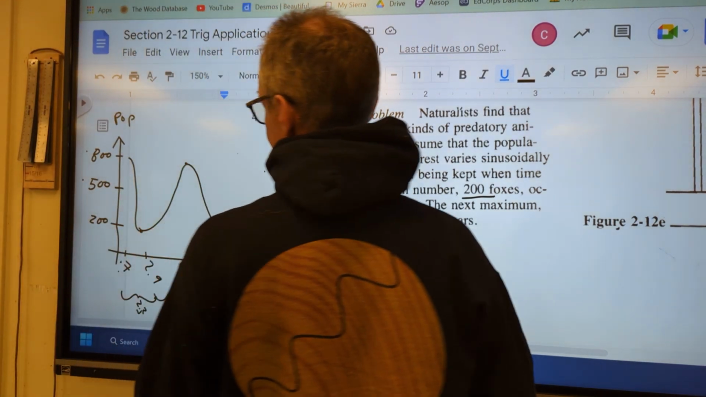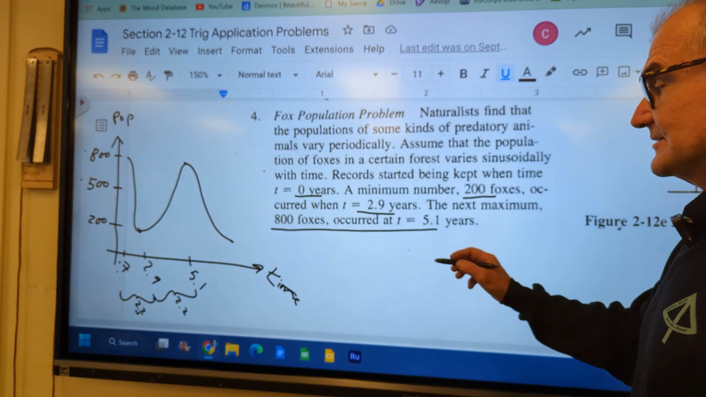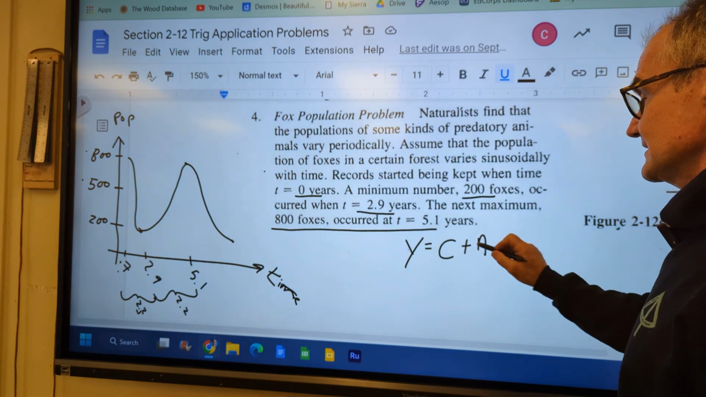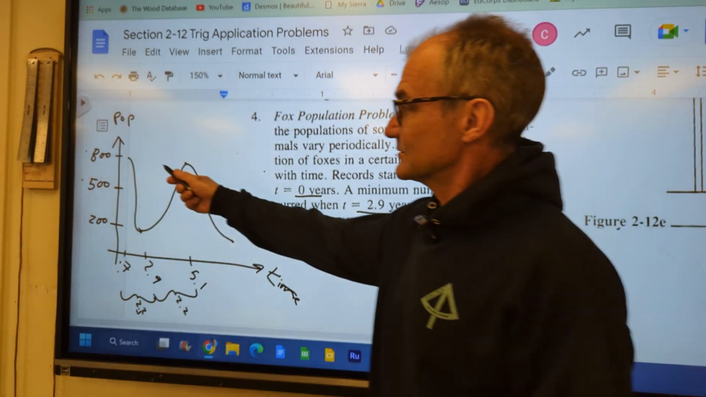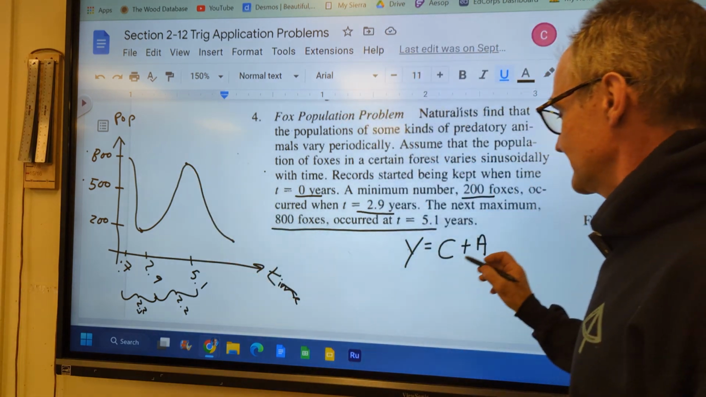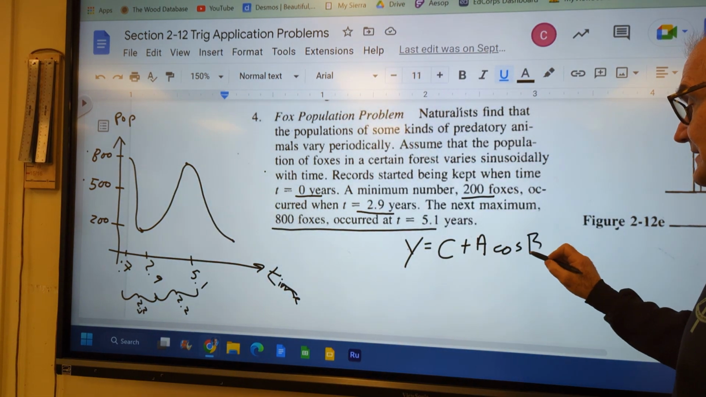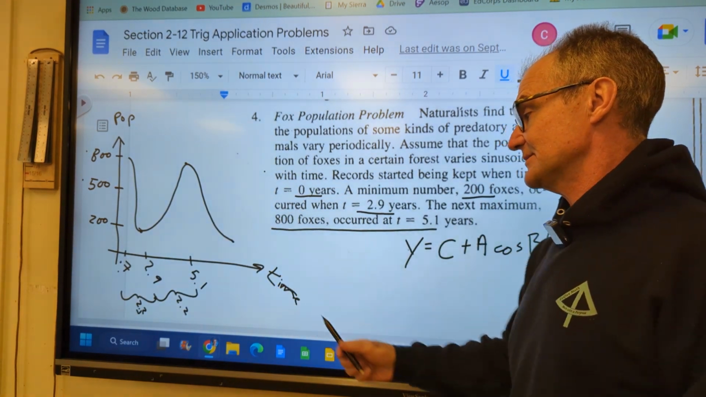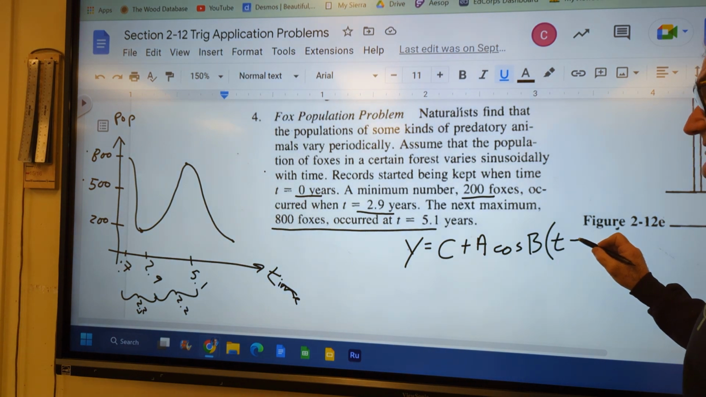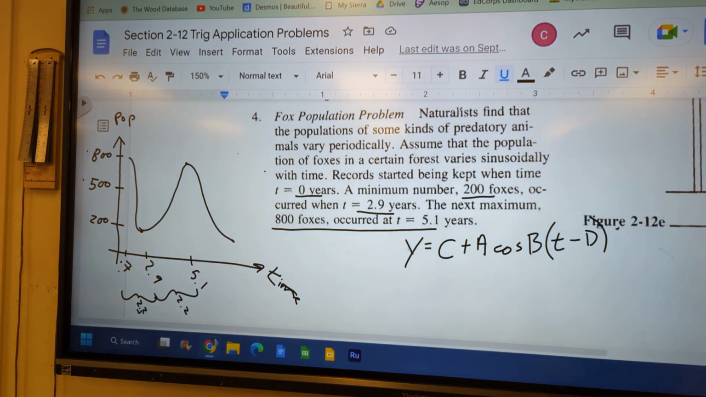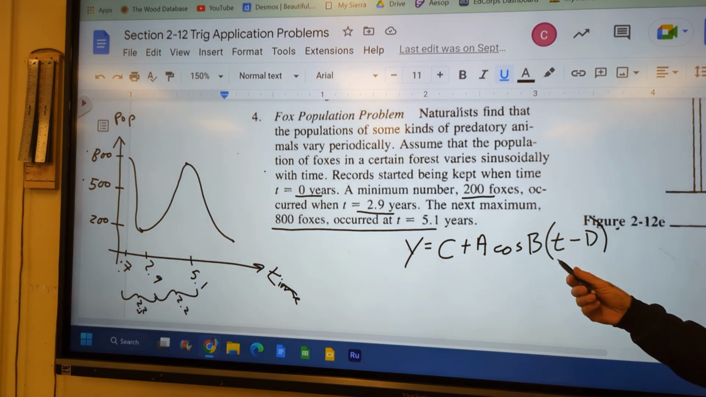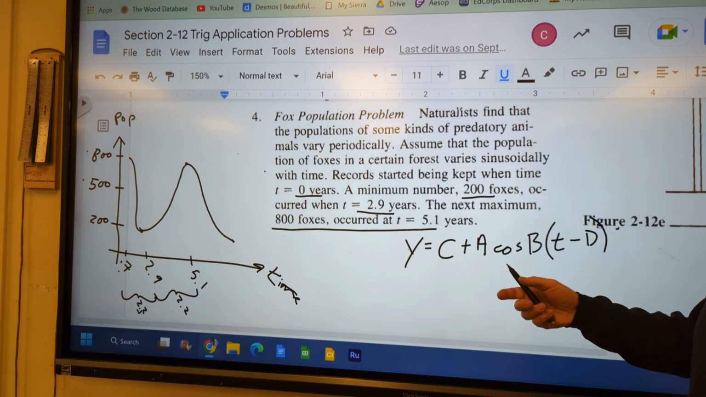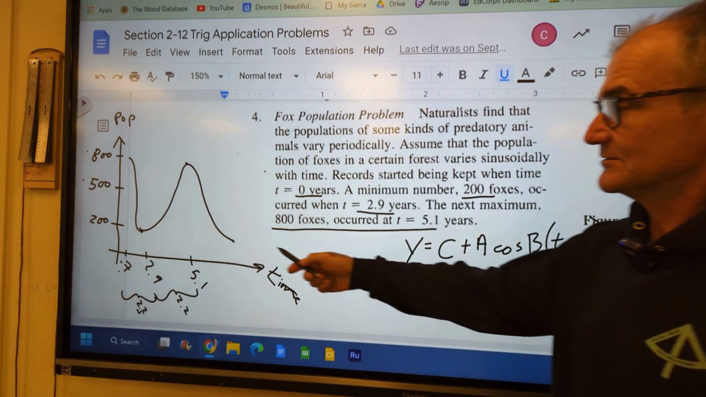So now that I have an idea what the graph looks like, I kind of need a roadmap. And that roadmap is going to be y equals c, vertical shift, plus a, sine or cosine. Because we're starting up and ending up, I'm going to call it a cosine. B, I know it's going to be time, and it's not degrees, it's going to be years, so it has to be in radian measure. T minus my horizontal shift d. So there's my general equation. With that general equation, I could find my specific equation, create a model, then with that model I can make predictions.